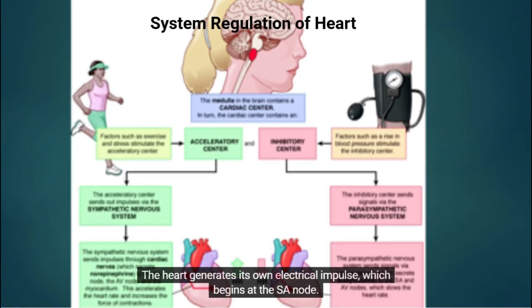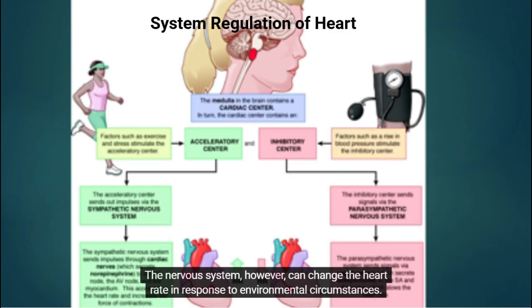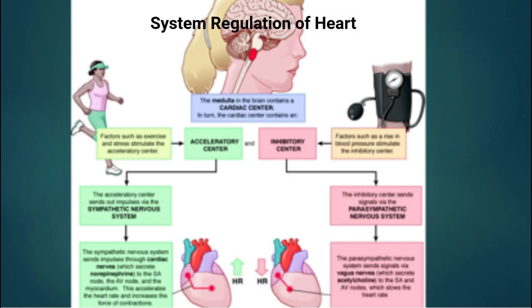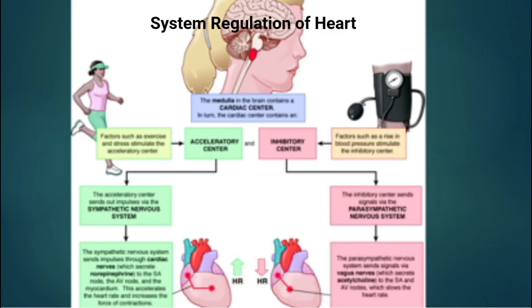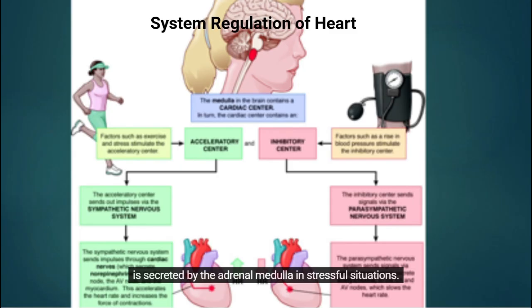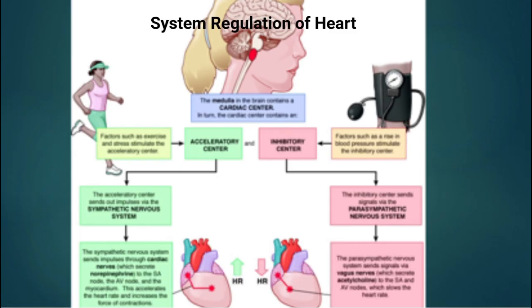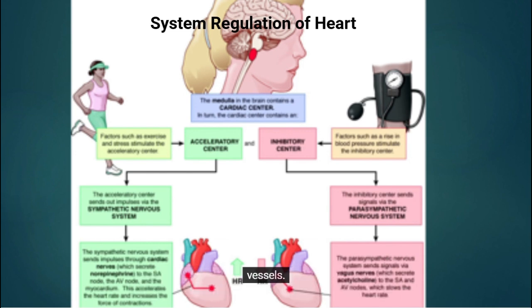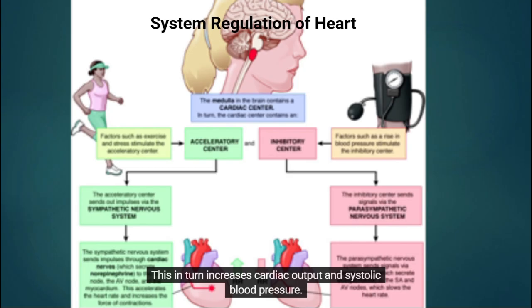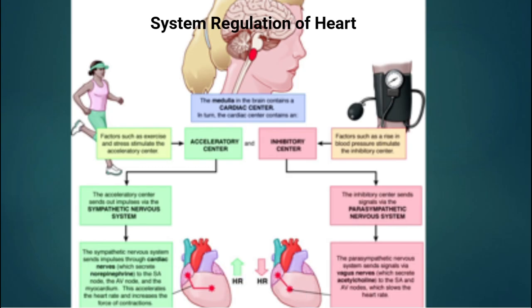Regulation of heart rate. The heart generates its own electrical impulse, which begins at the SA node. The nervous system, however, can change the heart rate in response to environmental circumstances. In the brain, the medulla oblongata receives sensory input and alters heart function. The hormone epinephrine is secreted by the adrenal medulla in stressful situations. It is sympathomimetic in that it increases the heart rate and force of contraction and dilates the coronary vessels. This, in turn, increases cardiac output and systolic blood pressure.